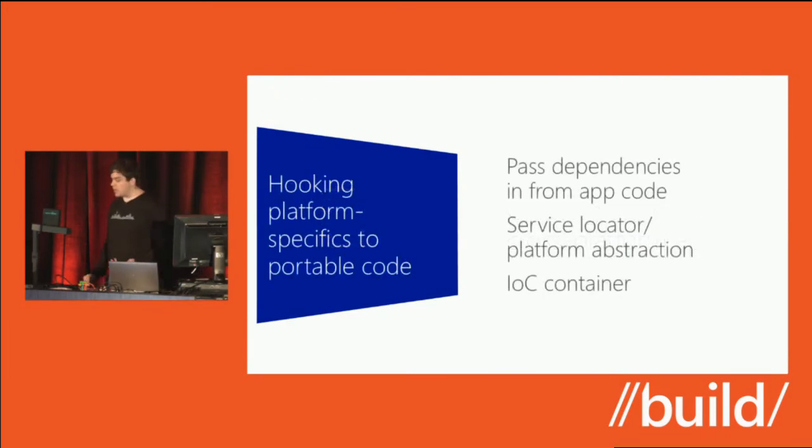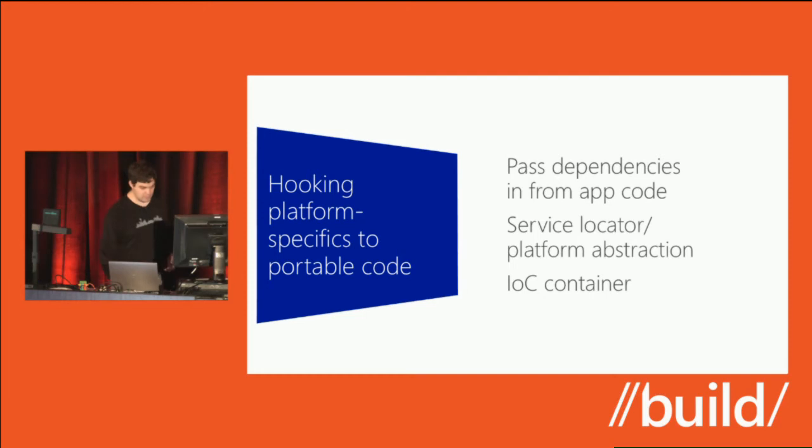So one thing to note about this is here we passed our dependency in directly from the platform-specific code to the constructor of the portable view model. That's great in a small app. As your app gets bigger, you may want to use one of these other patterns. You can use a service locator or platform abstraction layer to access these platform-specific implementations of your abstractions from your portable code. Or you can use an IOC container to hook everything up. We'll see how an IOC container works in our next sample.